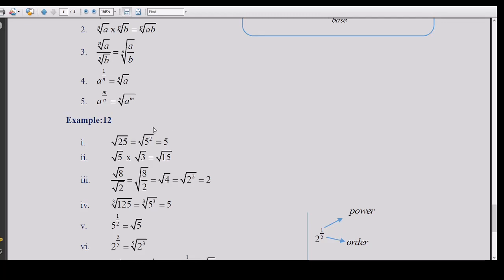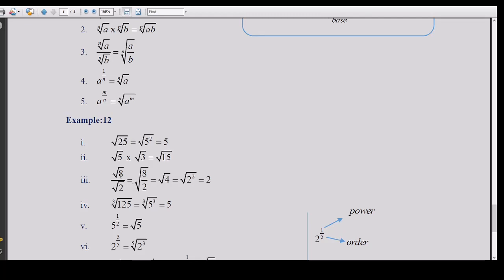Clear? Now the order is 2 and the power is 2, then what will you get? You will get that the radical sign will get removed. You will get only 5. Root 5 multiply root 3, you will get root 15. Why? Because the order of these radical signs are the same. Here the order is 2, here also order 2. Then you can multiply these two radicals together.